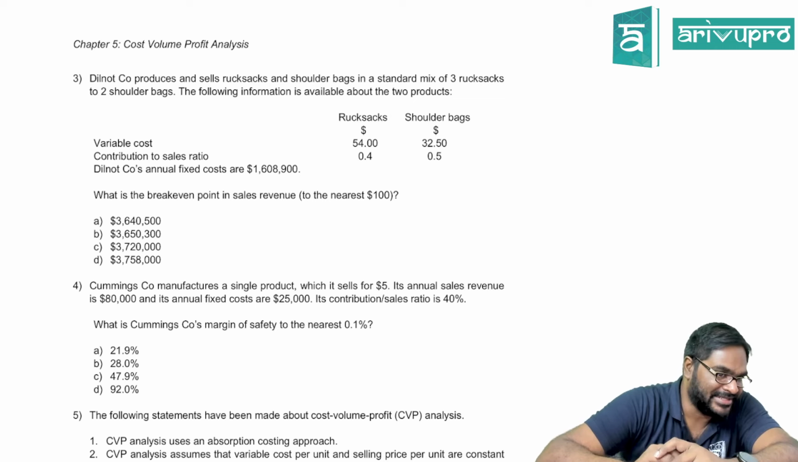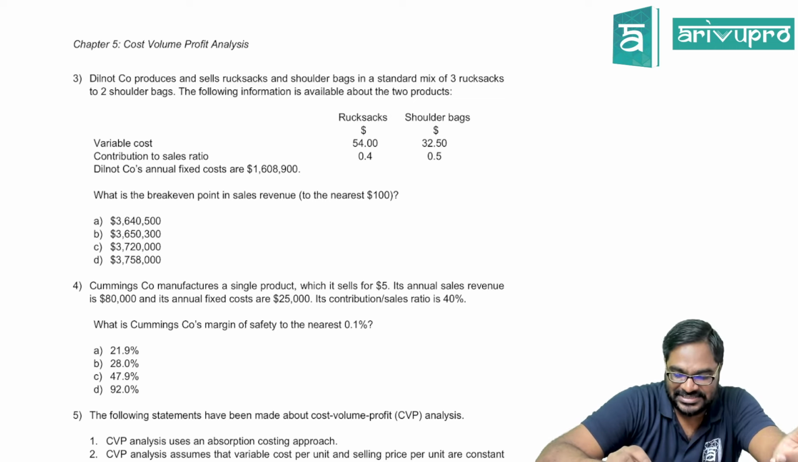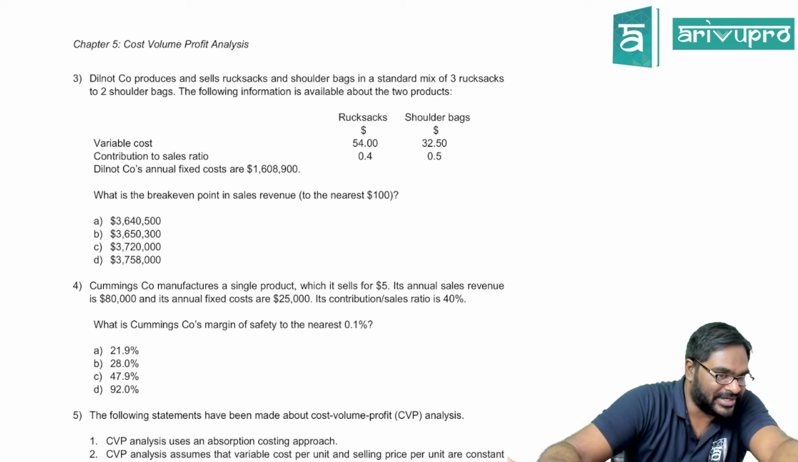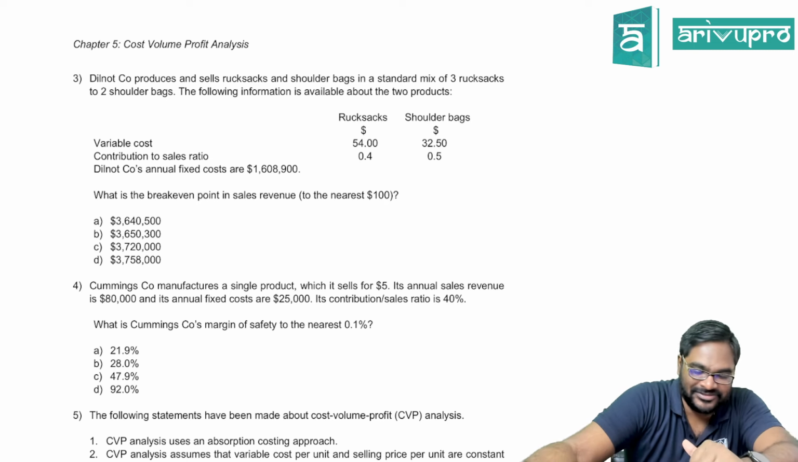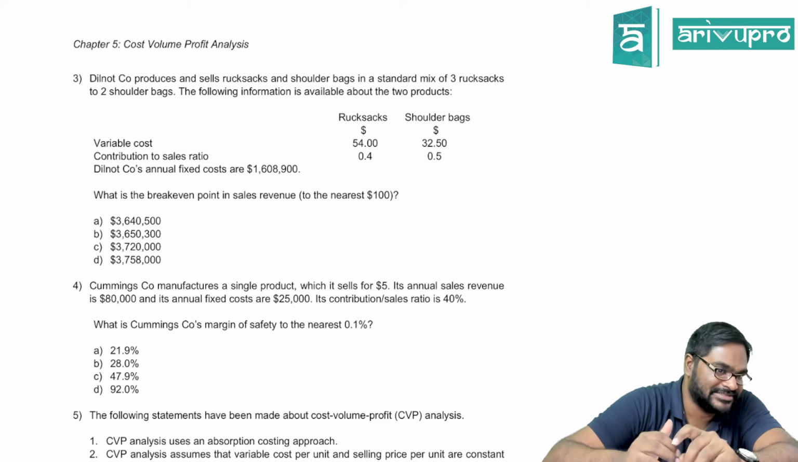Sales price would be 90. So 90 into 60% would be 54, right? So we are in line with the contribution, which would be 36. Yes, correct.